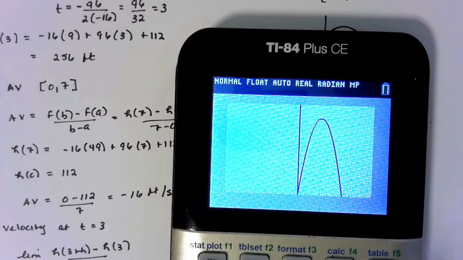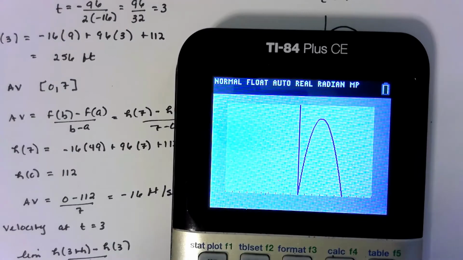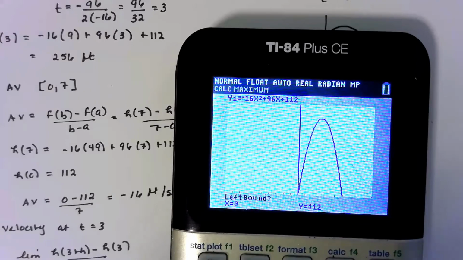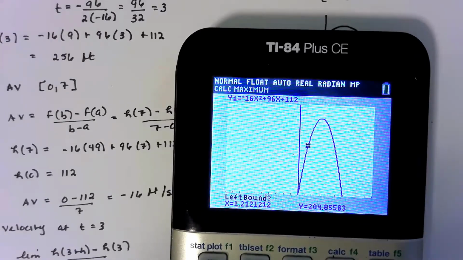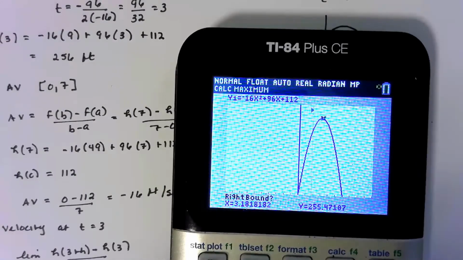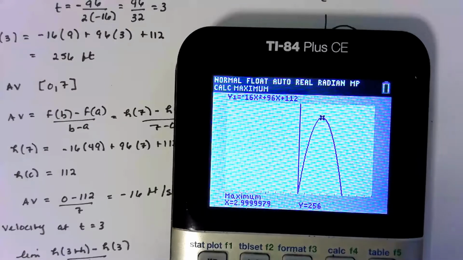Okay? So in part A, when we wanted to find the maximum height that the ball attained, all you have to do is second, calc, maximum, 4. You go a little to the left of the bump and press enter. Go a little bit to the right of the bump and press enter, and press enter one more time. And you see the maximum height is 256. Look at this. The time at which it reaches that is 3. We wouldn't say the time is 2.999, we'd round that to 3. Okay, so part A not only gives you the maximum height, it tells you at what time it attains that maximum height.